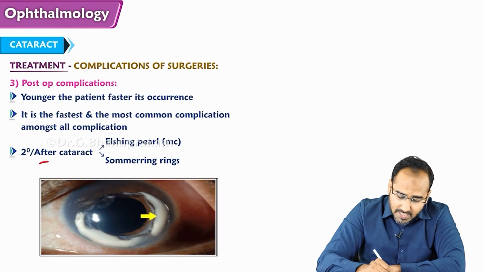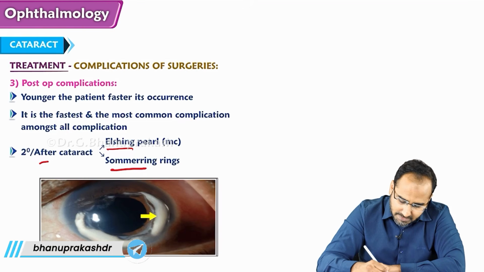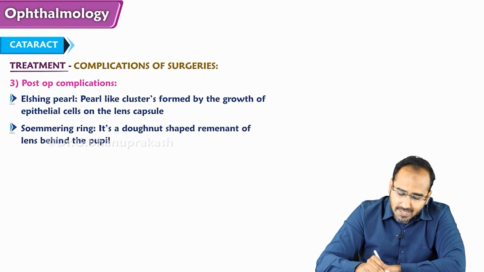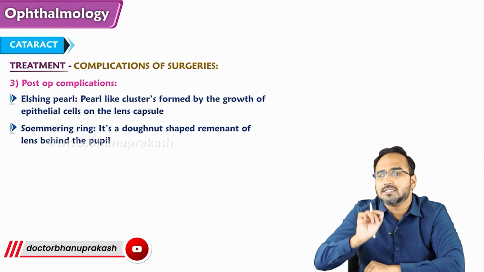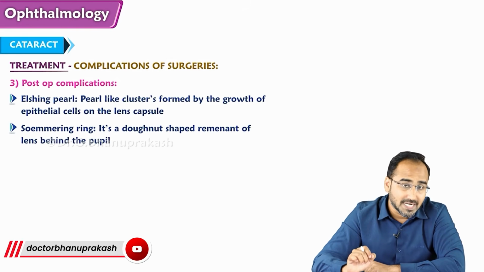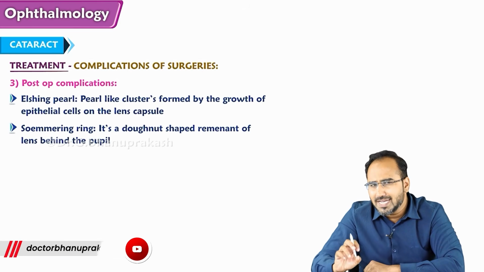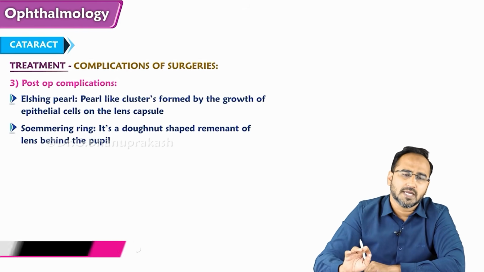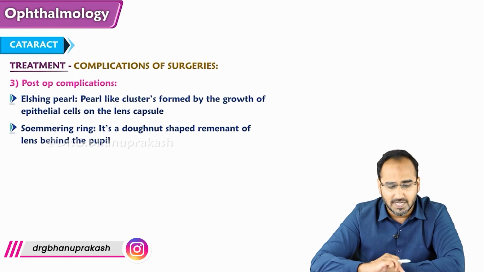Now after cataract, what do you see over here? Elschnig pearls and Soemmering rings. Elschnig pearls, or you will see a ring like over here. Soemmering ring. Elschnig pearl is a pearl-like cluster formed from the growth of epithelial cells. Basically, you will see pearl-like crystals developing on the capsule of the lens. That is called as Elschnig pearls. Or you might see a donut shape remnant on the lens. So two things which are very, very important, guys, that you see over here are Elschnig pearls and Soemmering rings, which are seen in after cataract.